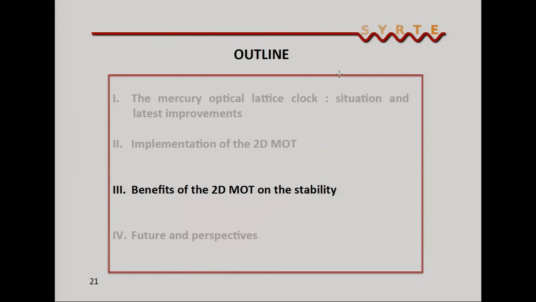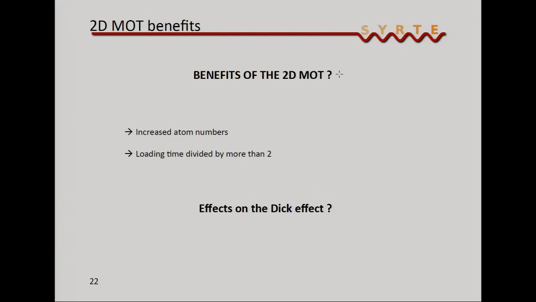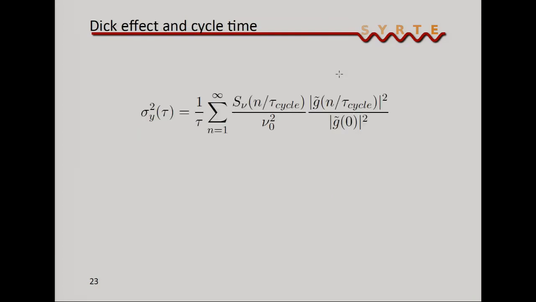And so now, what were the benefits of putting this 2D MOT in our Mercury optical clock? As I said before, the benefits of the 2D MOT were the increase in the number of atoms, and it was possible to divide the loading time by more. The direct effects were observed on the Dick effect. In our case, we cannot proceed synchronously, because we have synchronous operation of the clock. And that's why we had to determine what the Dick effect was in our case, was it limiting, and whether the 2D MOT allowed us to decrease this Dick effect.